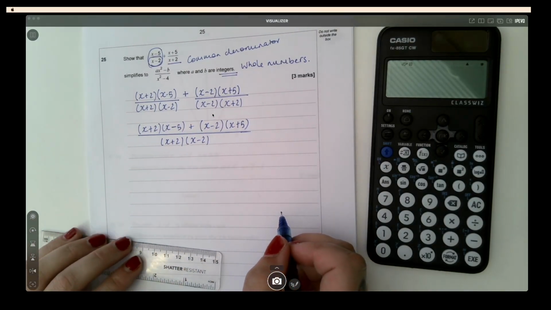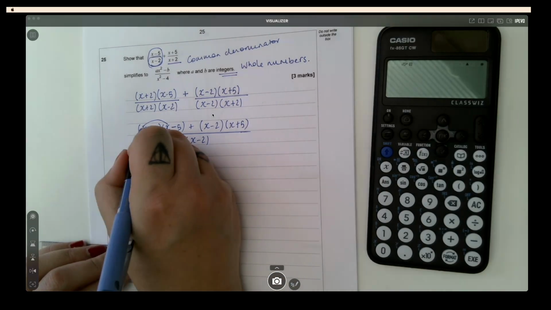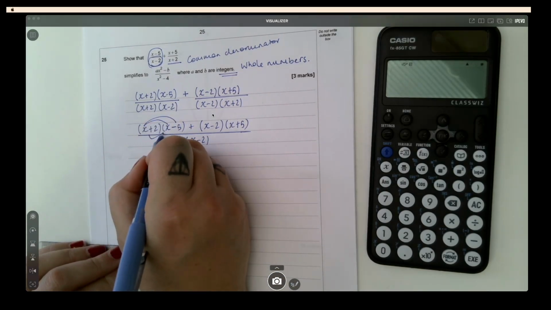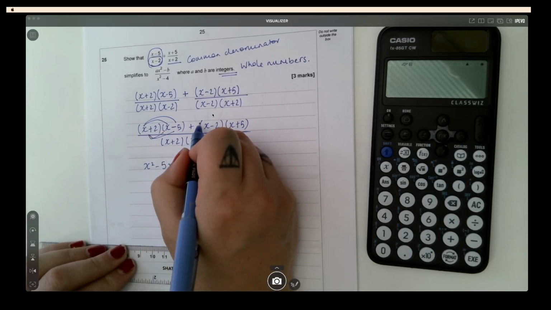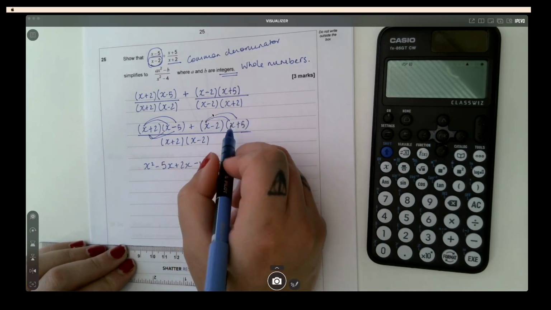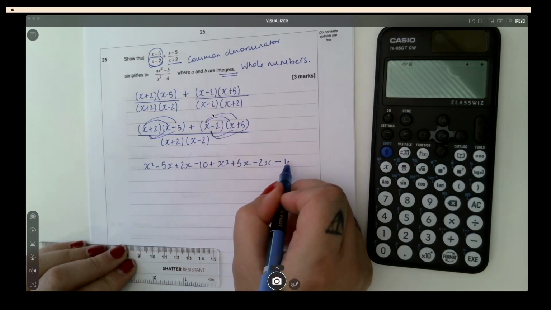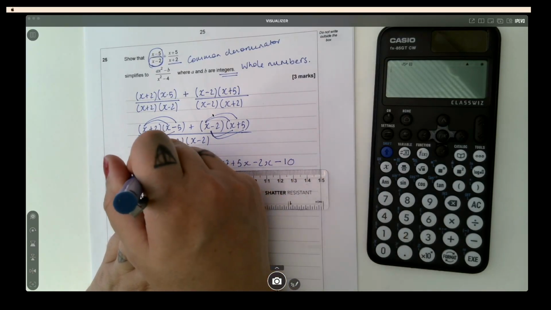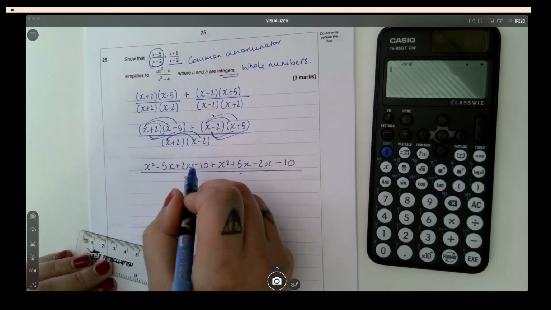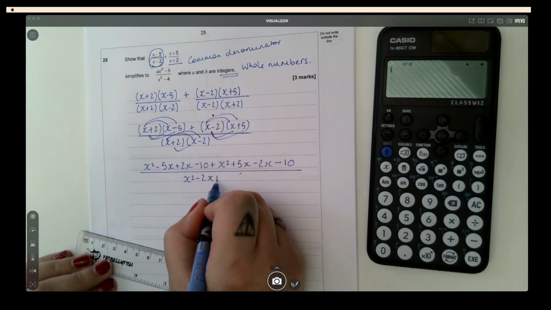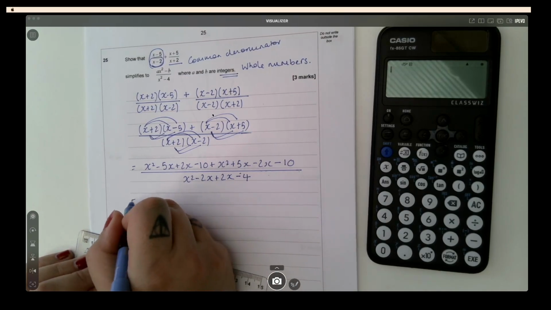So now we're going to start expanding brackets to try and make our life a little bit easier. So when I expand these brackets, we're going to get x squared, subtract 5x, add 2x, subtract 10, plus x squared plus 5x, subtract 2x, subtract 10. And then on the bottom, x squared, subtract 2x, add 2x, subtract 4. So we're going to keep going. We're going to keep simplifying.